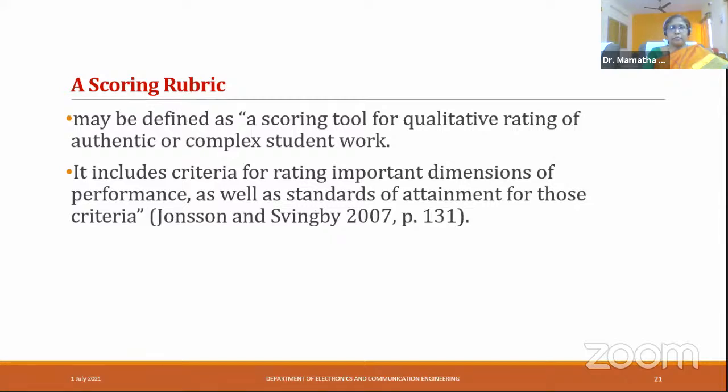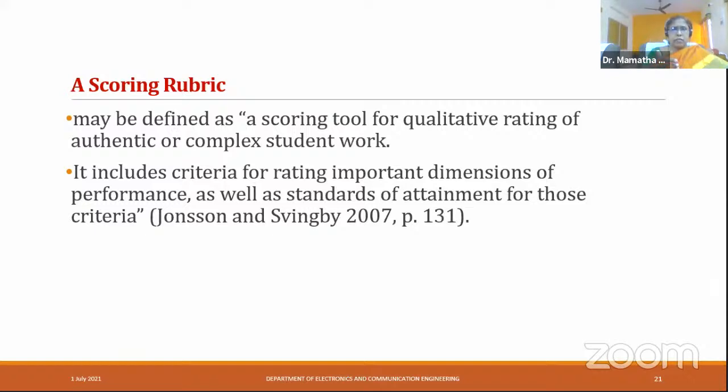Coming to scoring rubric. Whatever I told, rubrics describe only qualities of the task. Our grading system may want us to put marks. Finally, in the marks card, they need to have marks. So we need to convert a qualitative assessment into quantitative assessment. Okay, so how do we do that? We also have to develop some method for it. A scoring rubric is defined as a scoring tool for qualitative rating of authentic or complex student work.